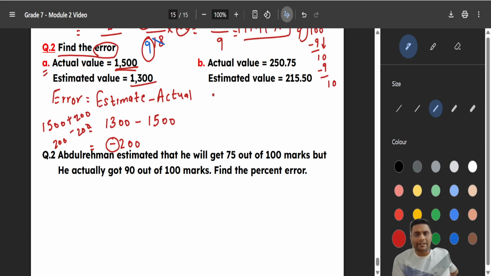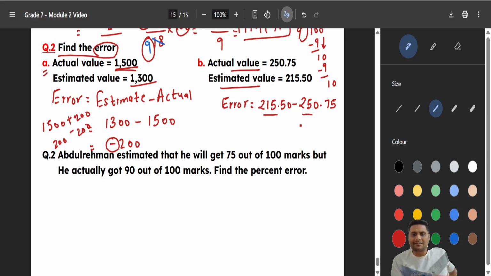Now next question. Again, error will be estimate value minus the actual value. So error will be 215.50 minus 250.75. Again you can see here that the estimated value is less than the actual value, so the answer will be in negative only. So first you can do subtraction, just do bigger number minus smaller number. Let me take this space.